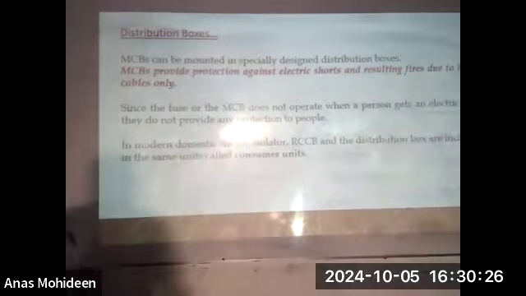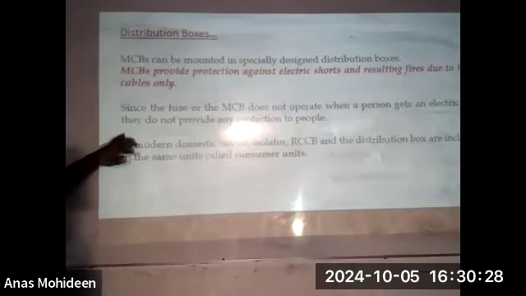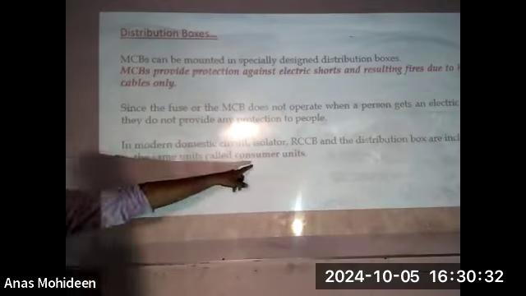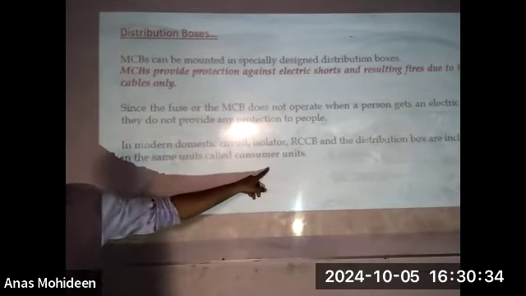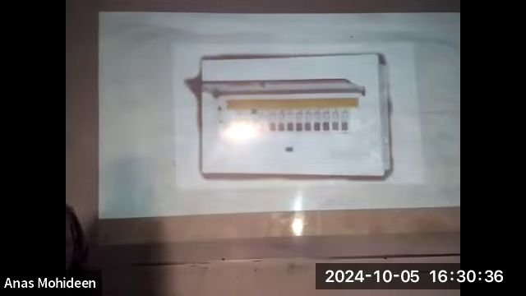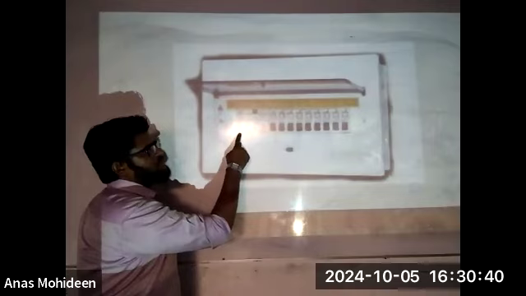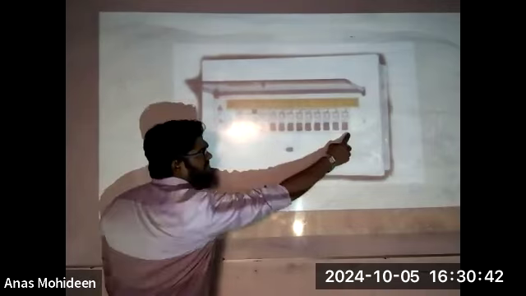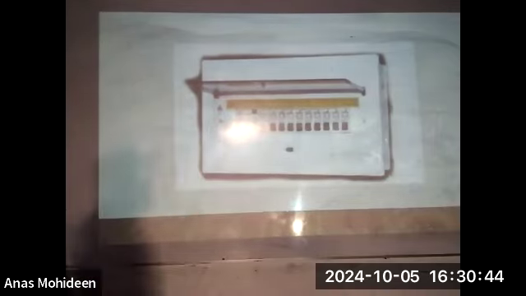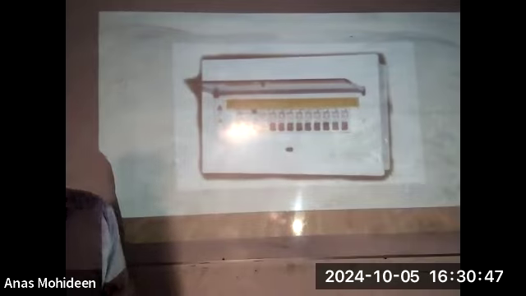In modern domestic circuits, the RCCB, isolator and distribution box are included in the same unit, which is called the consumer unit. That is the white colored box, the consumer unit. So this is the consumer unit. What is this? Main switch, RCCB switch, MCBs.